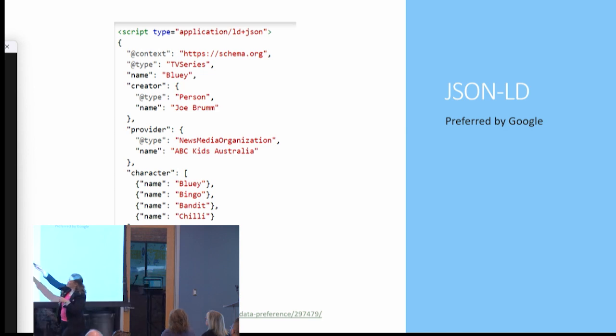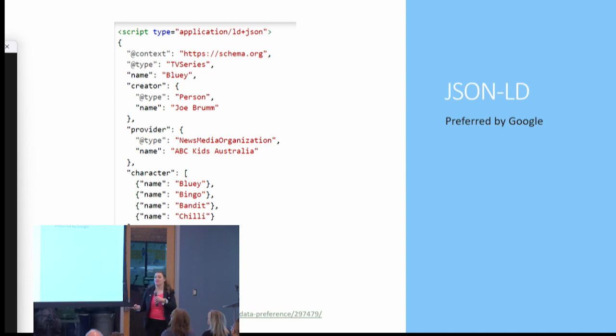So this is the exact same stuff that I had in there, right? The creator, Joe Brum, he's his own entity, type of person. The providers, I had a few others listed there, but I just have the one. So it's in this curly brace versus an array. An array is a list of items. So we have the whole list of the characters there.